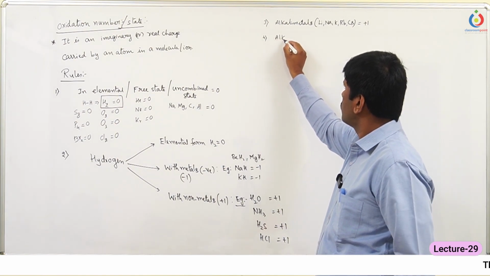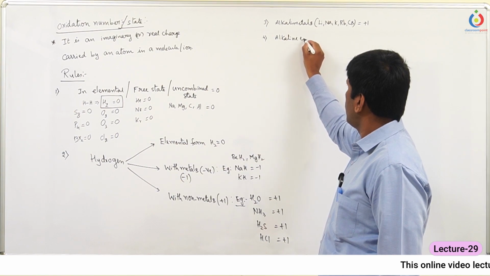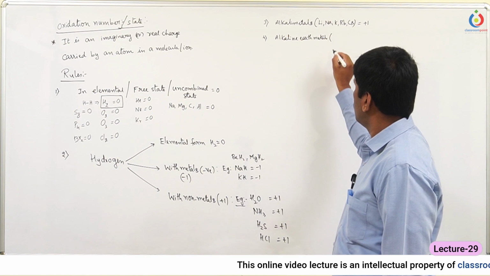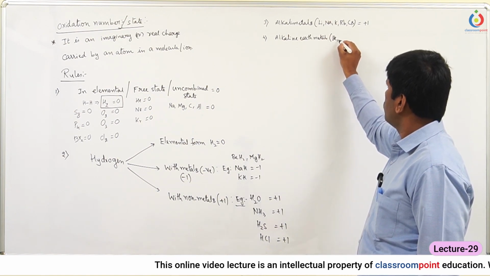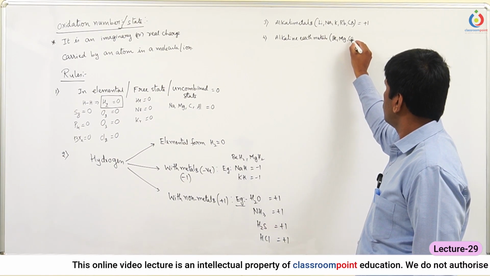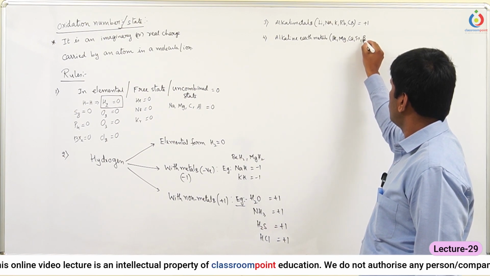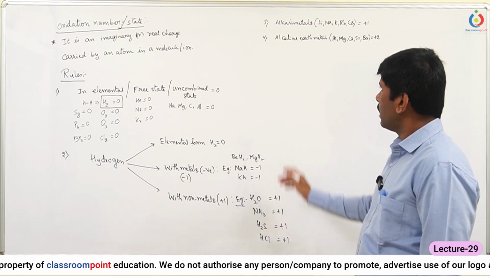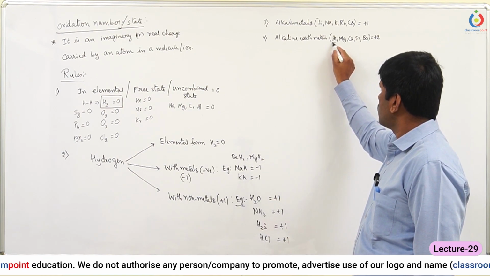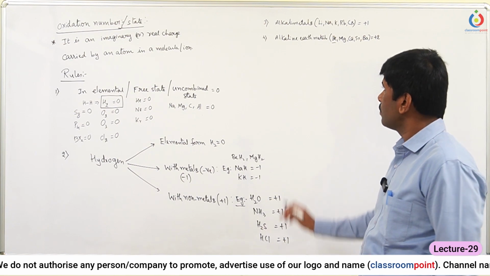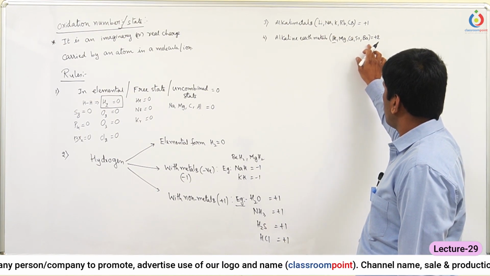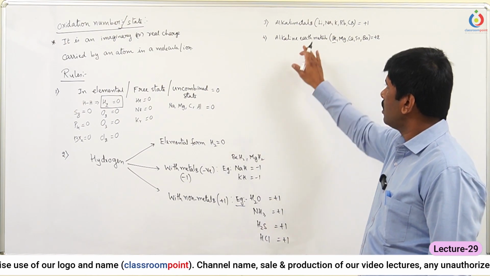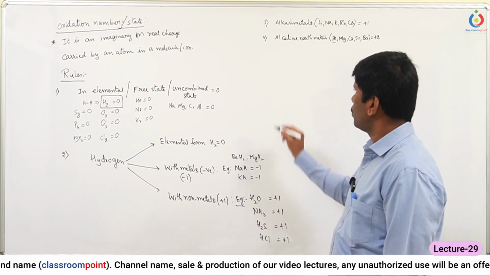Next one, alkaline earth metals. So beryllium, magnesium, calcium, strontium, barium, all these exhibit the +2 oxidation state. Remember that in alkaline earth metals, beryllium is not included, it is a non-metal. Except beryllium, the remaining are called the alkaline earth metals, so these are second group elements, you can call them this. So all second group elements exhibit the +2 oxidation state.